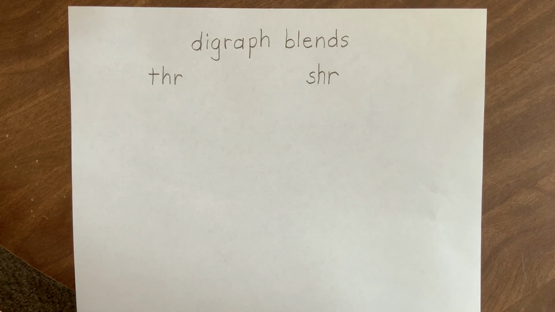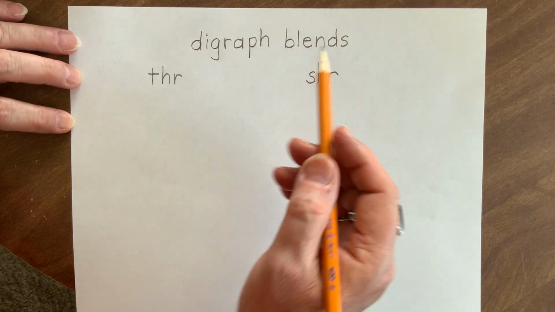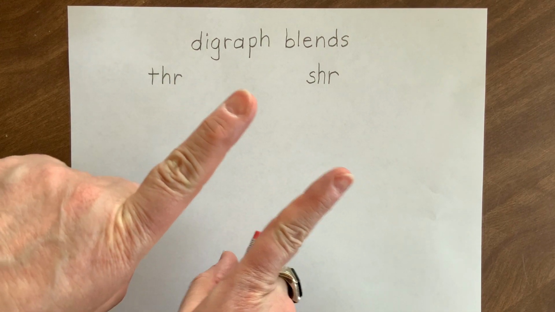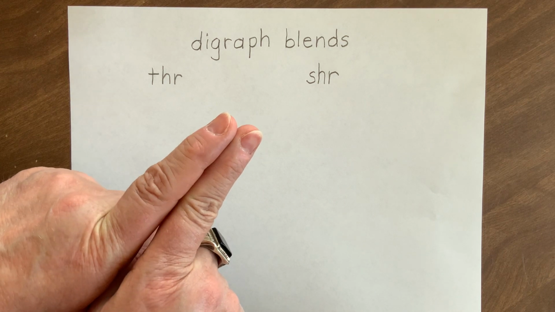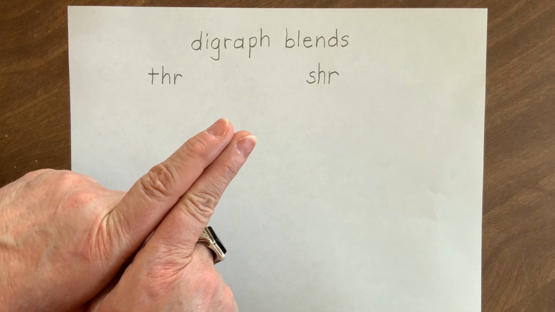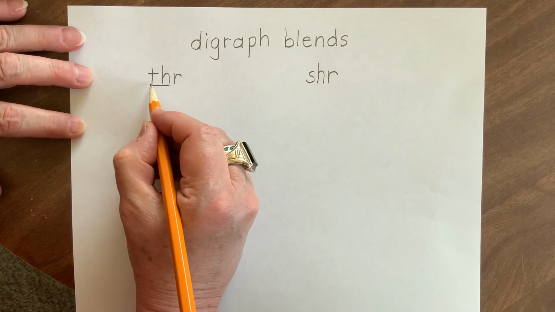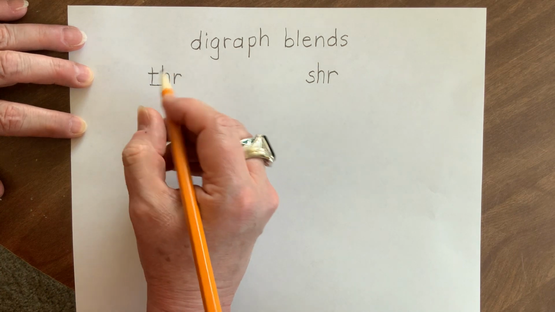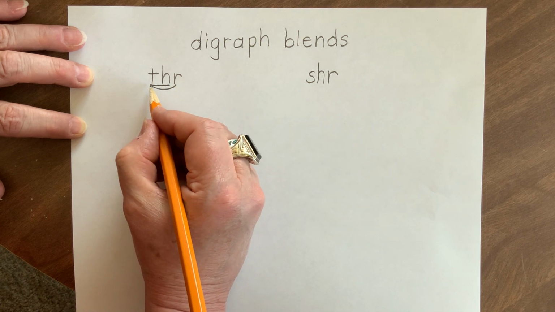Okay, today we're going to talk about digraph blends. Digraph blends. Now you should remember a digraph is when two letters go together, but they don't just blend, they change into a new sound. This TH is a digraph. When the TH is together, it says th. And when you take that digraph and put an R with it, they blend together. Thr.